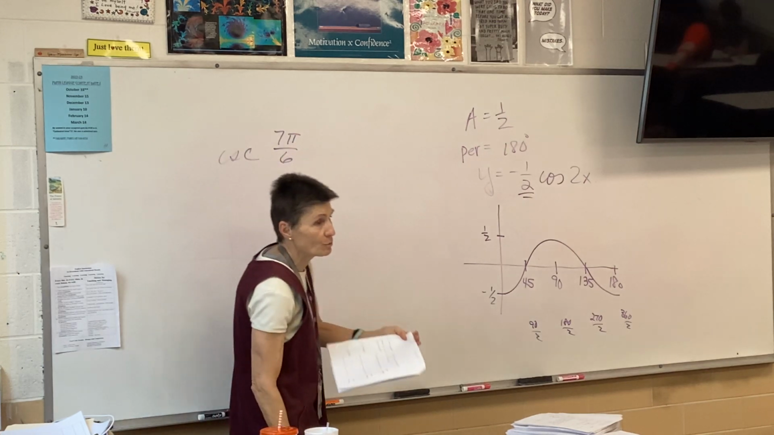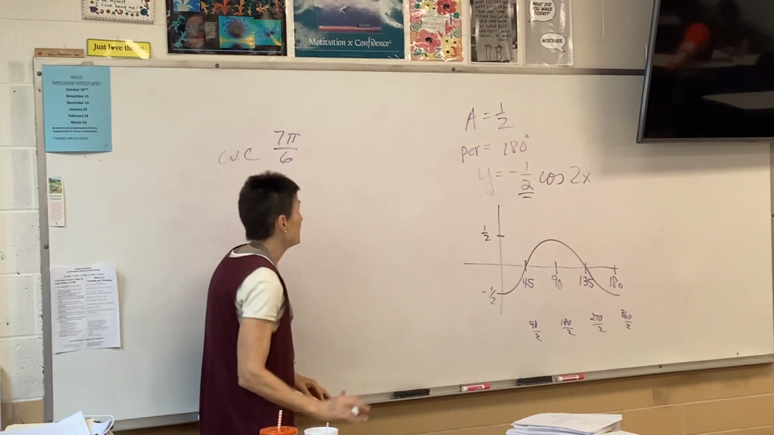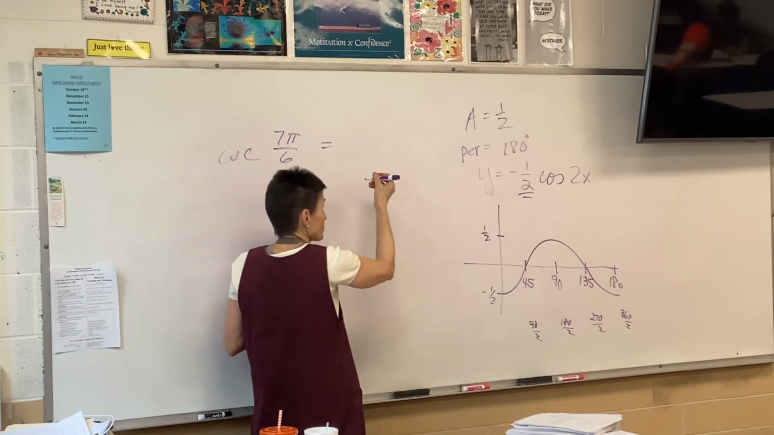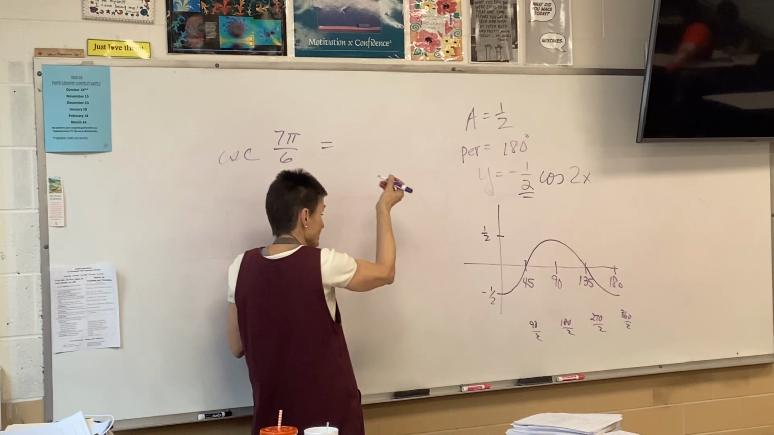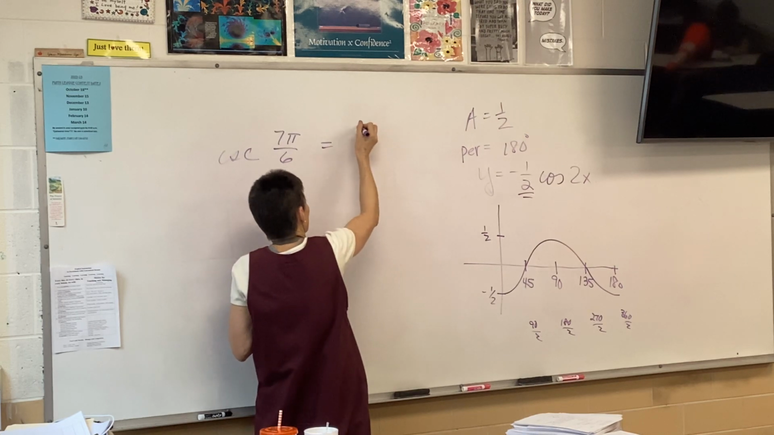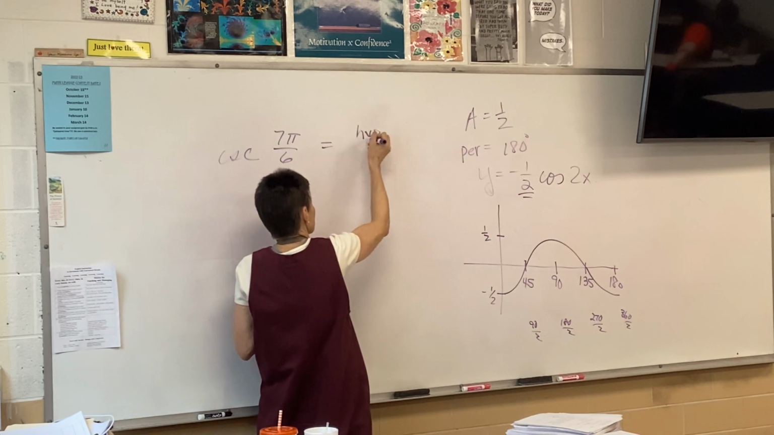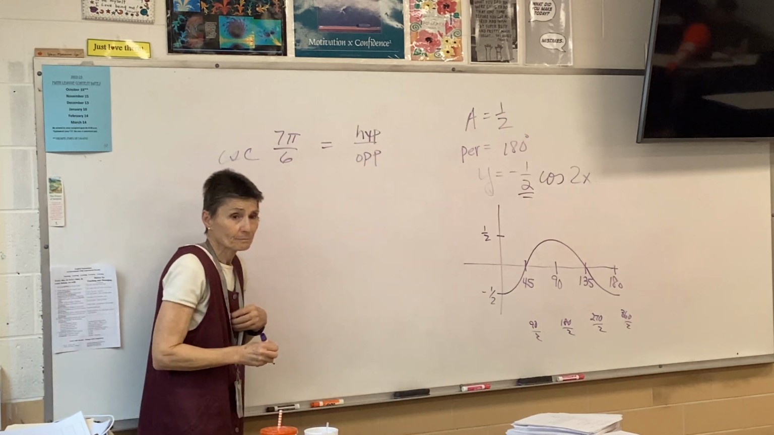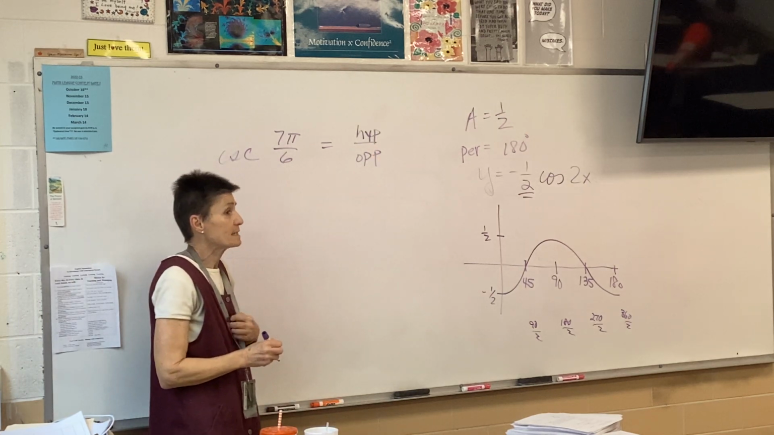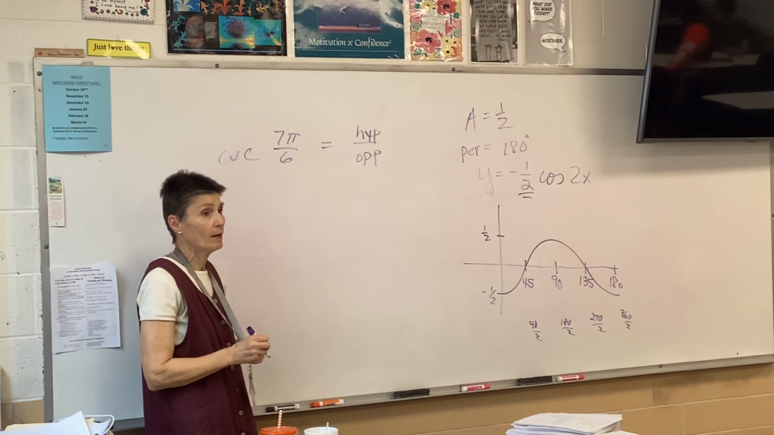This is a cosecant, so my answer is going to be a fraction. What is the cosecant fraction? Hypotenuse over opposite, because cosecant is the reciprocal of sine.